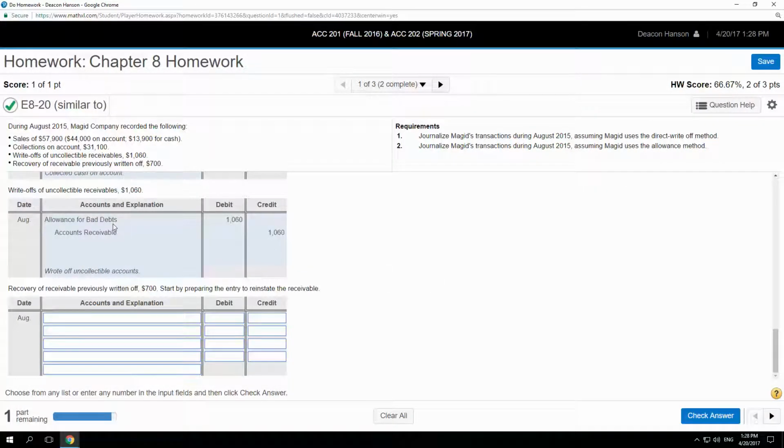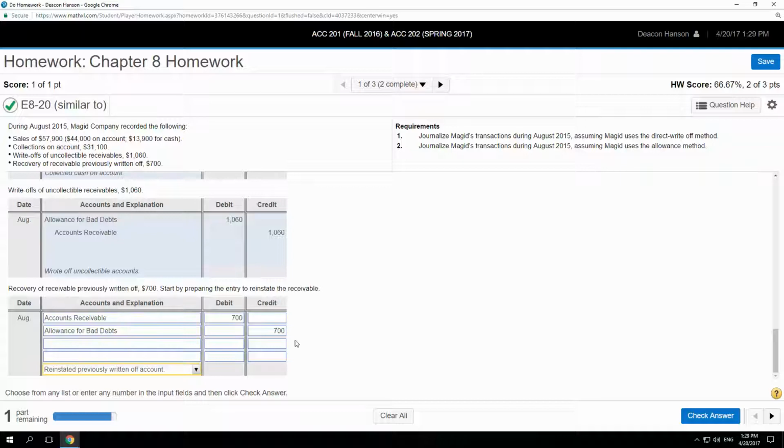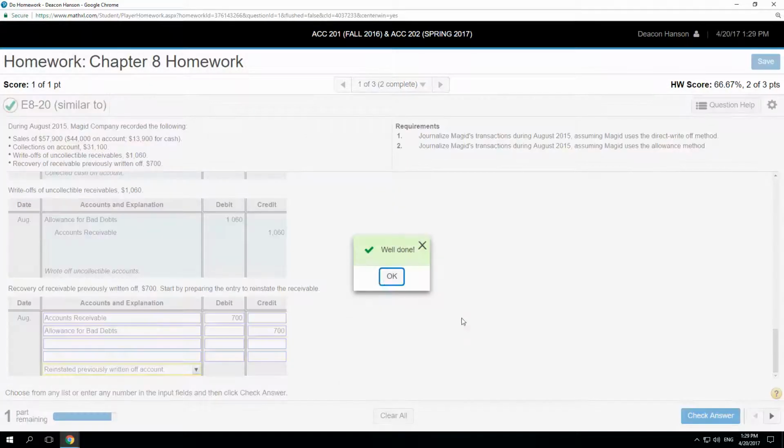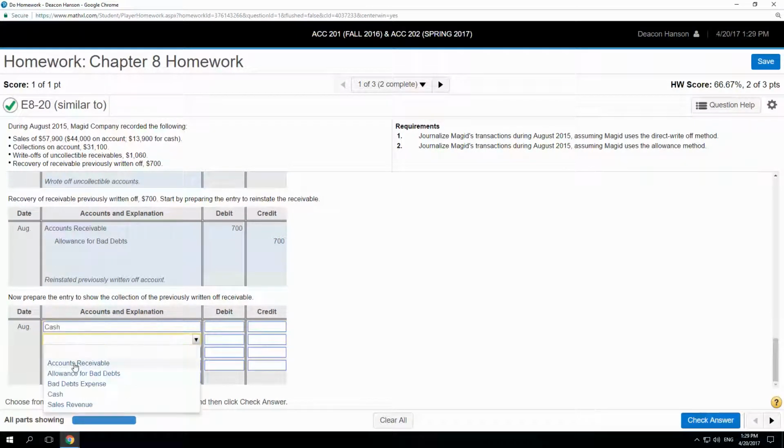So what happens is when we get this money returned, the 700, we have to reverse the entry that we did above. Okay, we're going to put it back into receivables and increase our allowance again. So we're reinstating the previously written off receivable. And then finally, the last entry will be just like the direct write-off method, cash and accounts receivable.